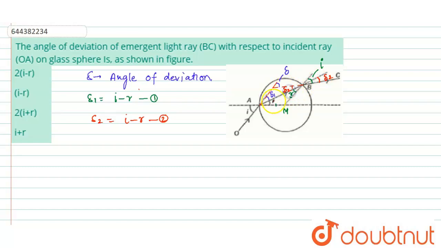Now there is a property of angles of a triangle which says that the sum of the interior opposite angles is equal to the exterior angle. With that property we can write delta is equal to delta 1 plus delta 2. Now let us put the values and find the deviation which we had to find. So this will be 2 times (i minus r). So this will be the correct option. I hope the entire explanation is clear to you.